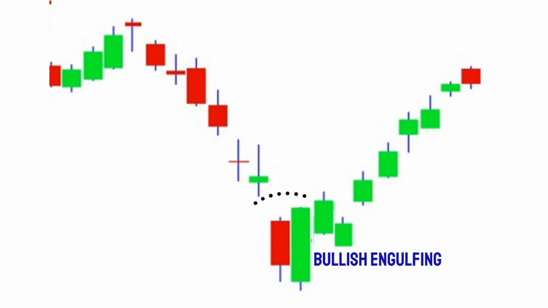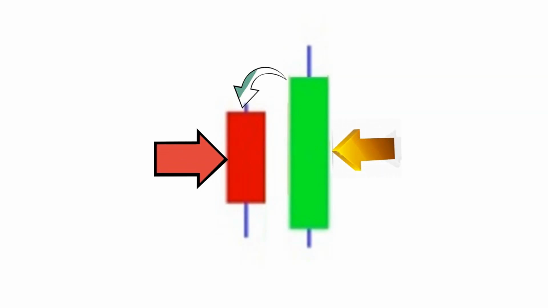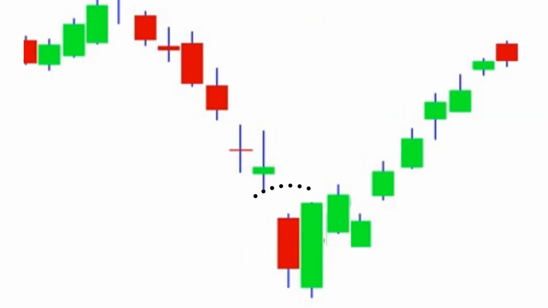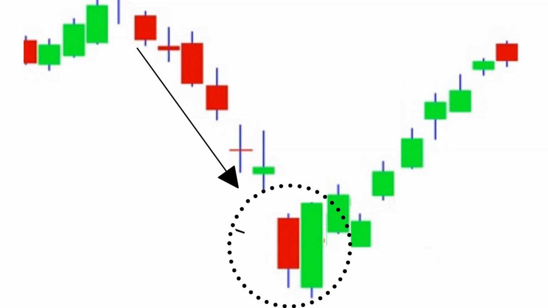Another bullish reversal pattern is bullish engulfing. The bullish engulfing pattern is a two-candle reversal pattern. The first body is red and the second body is green. The second body completely engulfs the first body. The green candle opens lower than the close of the previous red candle and closes higher than the opening of the previous red candle. The bullish engulfing pattern occurs at the bottom of a downtrend. The first candle's body is completely inside the second candle's body. Shadows are not important.